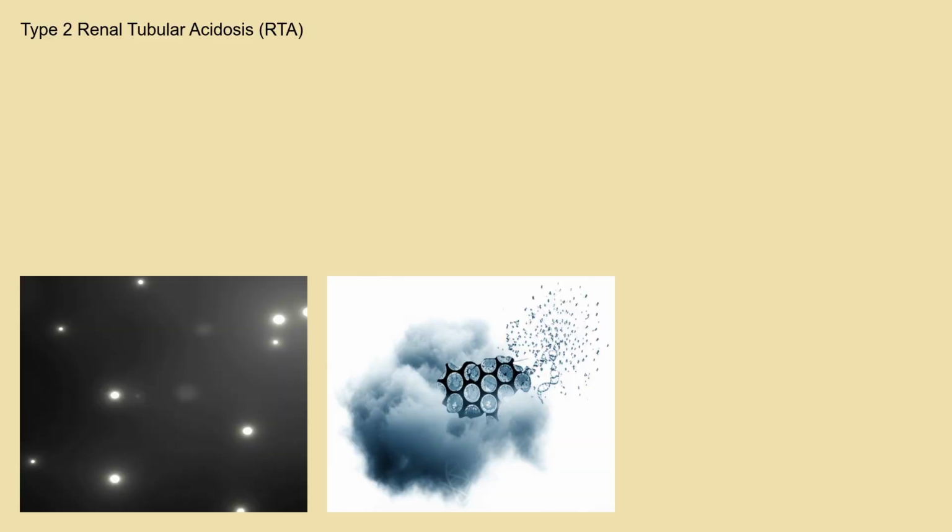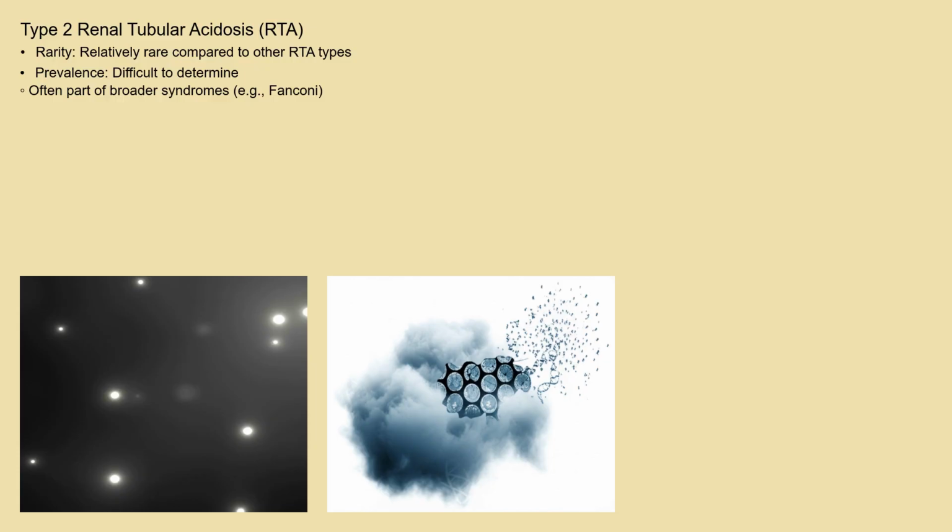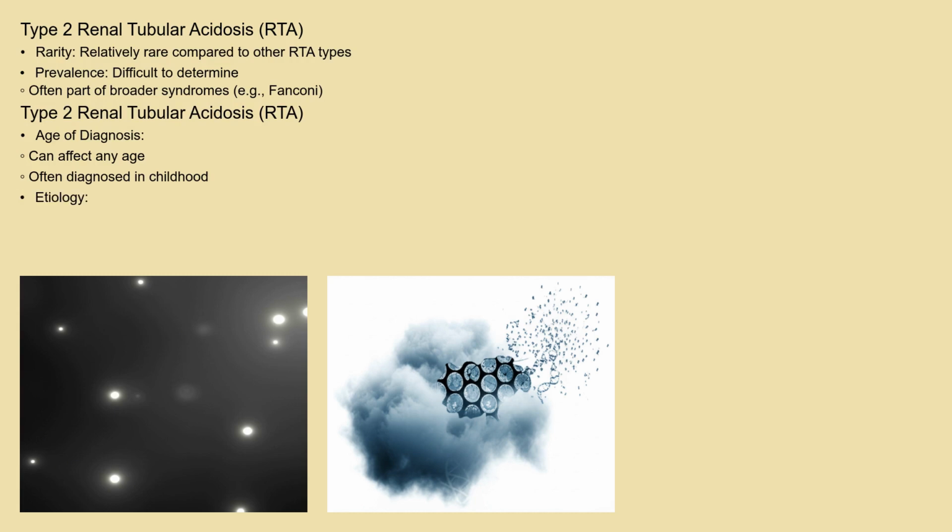Type 2 RTA is relatively rare compared to other types of renal tubular acidosis. Exact prevalence rates are difficult to determine because it often occurs as part of a broader syndrome like Fanconi syndrome. It can affect individuals of any age, but it's often diagnosed in childhood, especially when it's associated with a genetic disorder. However, it's also seen in adults, often linked to medication use or underlying diseases.